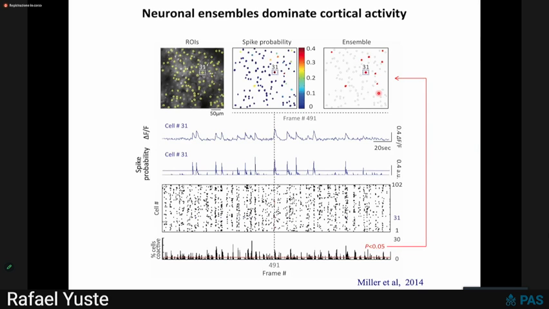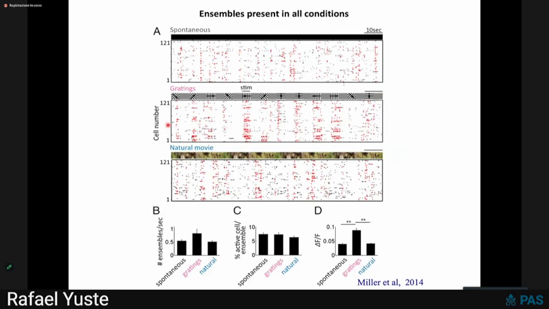So these ensembles occur when we stimulate the visual system of the animal with high contrast moving gratings. These are the same stimuli that you've seen in Peter's talk, the traditional Hubel and Wiesel stimuli. And here are raster plots where the spikes of the neurons that are participating in ensembles are colored in red. You can see that the activity of the cortex is completely dominated with ensembles. This, by the way, is an underestimate of the number of ensembles.